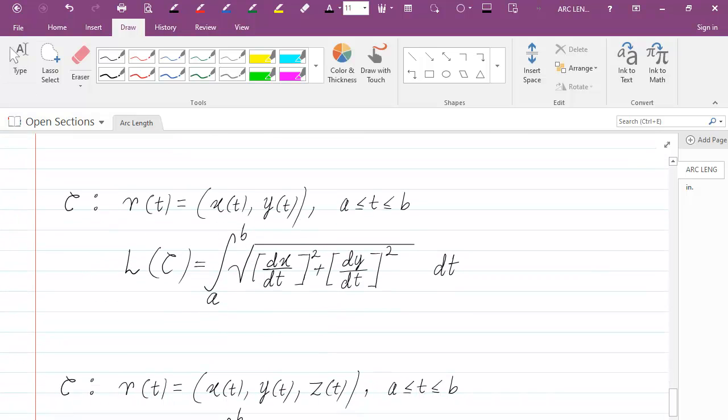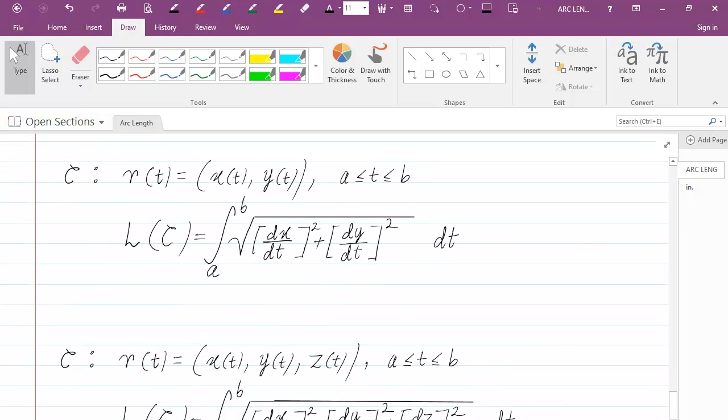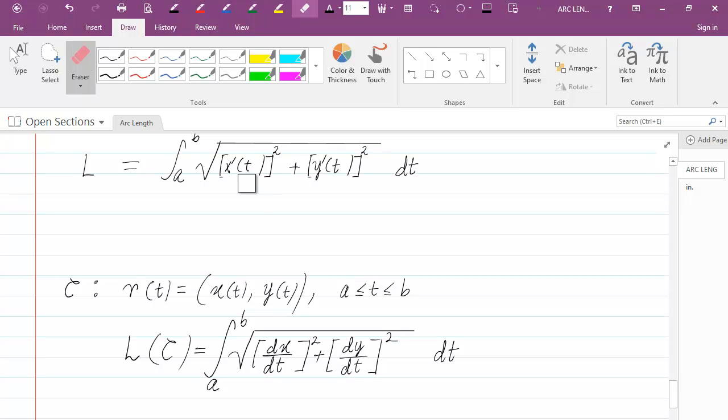So finally we conclude the following. If C is a curve parameterized by the vector function r of t equal to x of t comma y of t, where t is between a and b, then the length of C is equal to the integral from a to b of the square root of dx/dt squared plus dy/dt squared dt. Now recall that dx/dt and x prime of t are the same thing, the same notation for the derivative of x.